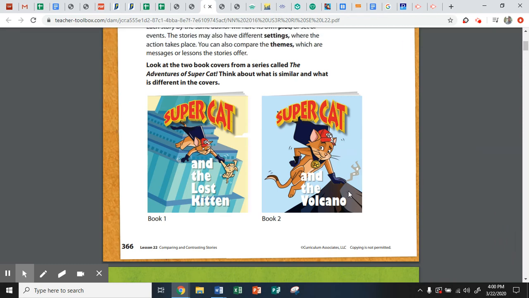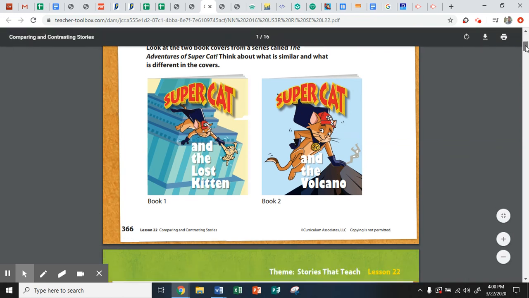And the theme, I think the themes might actually be similar. The theme of both books would be use your powers to help others. So in this one, Super Cat is helping the lost kitten, whereas this one, we don't see any other characters, but maybe Super Cat is keeping the volcano from erupting because, if the volcano erupts, it could do some damage to whoever's living in that area near the volcano.